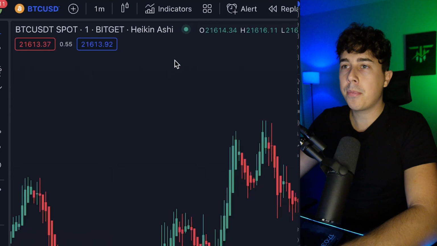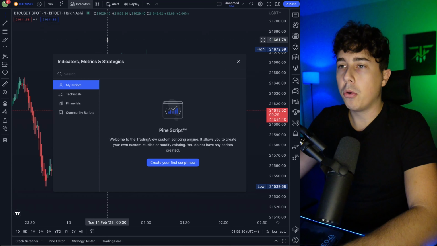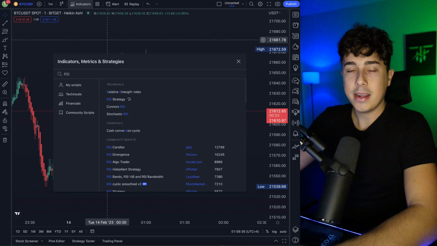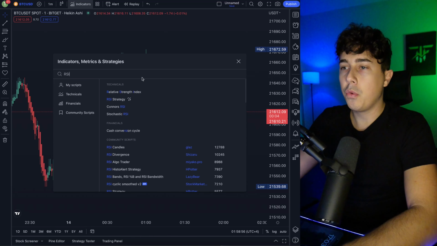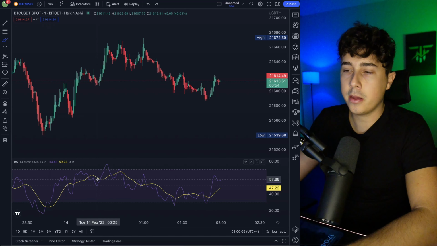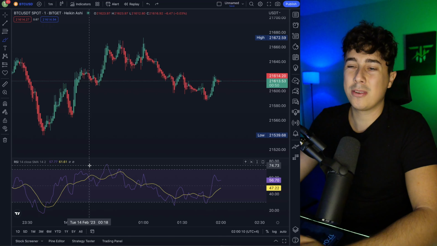For this we go up here on this little indicator button, click on it, and then we put in our first indicator, and today we take the RSI. It's the Relative Strength Index, and we click on it. As you can see, the RSI pops up down here, but in my opinion it seems a bit invisible, so it doesn't look that clean.